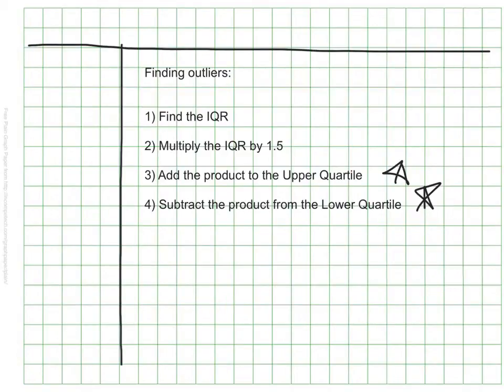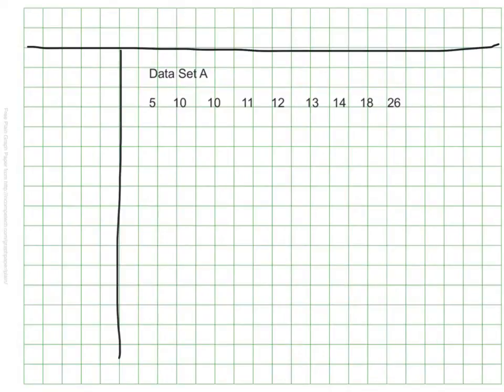Let's try it with a data set. I'm going to turn my page and give you a set of data to work with. So here we have a data set that we're going to use to find the outliers. You can see this data set ranges from 5 up to 26. Luckily for us, these are already listed in numerical order from least to greatest. If they weren't, of course, we would have to rearrange them and make sure they were in order of least to greatest. Otherwise, we wouldn't be able to find our median and quartiles.